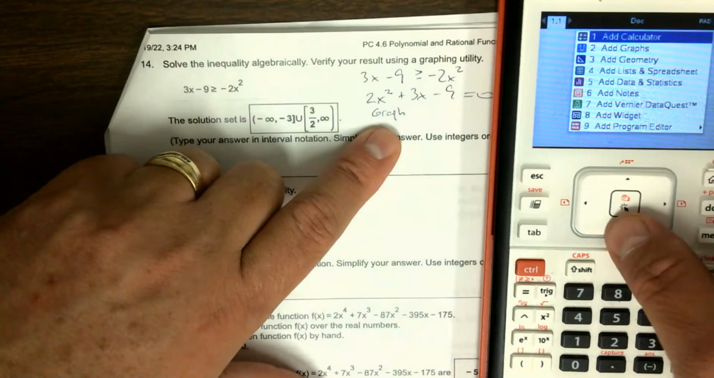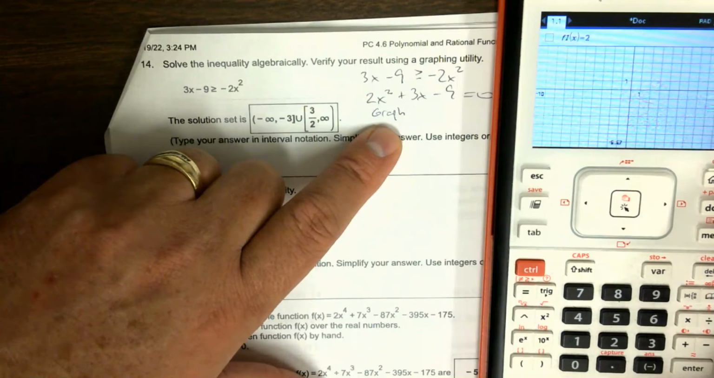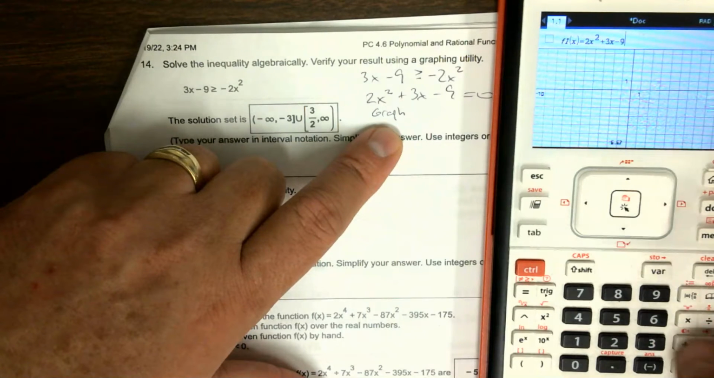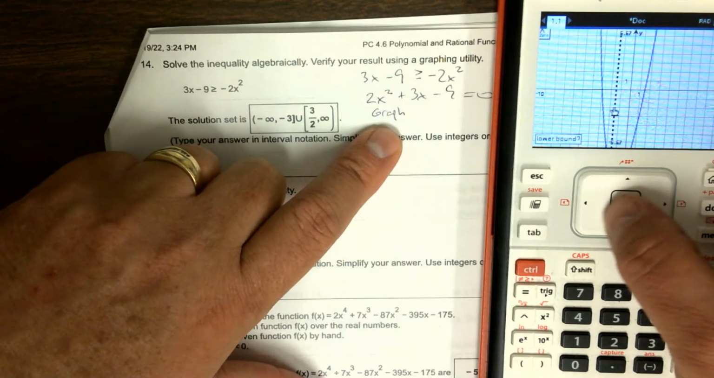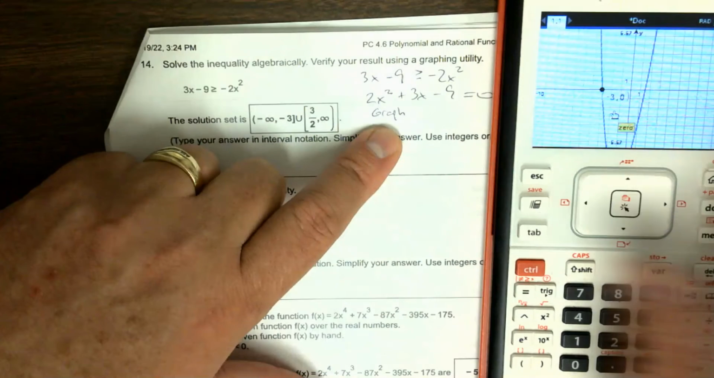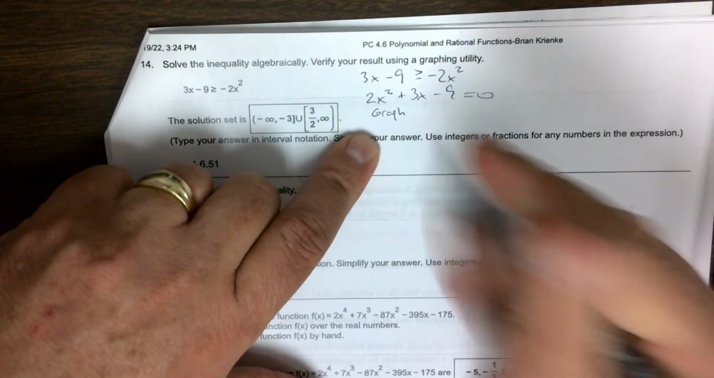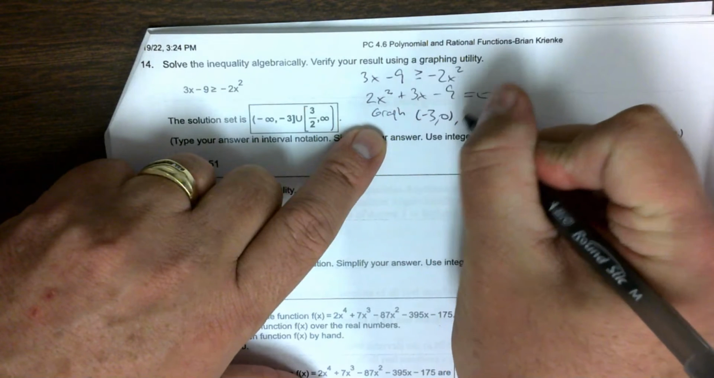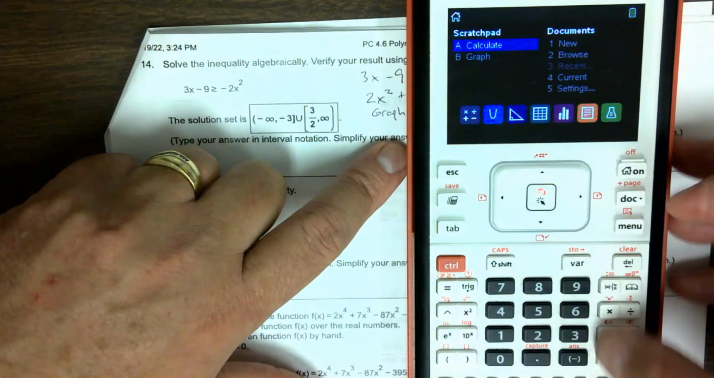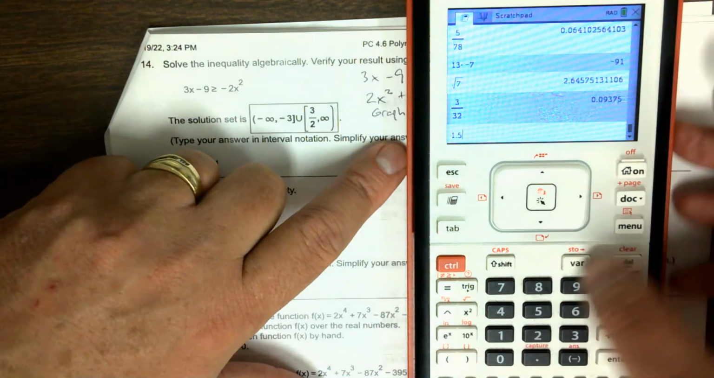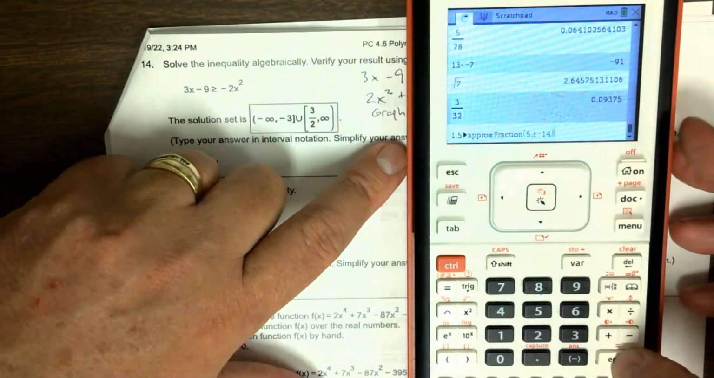So this is going to be 2x squared plus 3x minus 9. So we do analyze and then zero on the graph. And on this one we get negative 3, 0. Menu analyze zero. This one gives us 1.5, and so you could go to 1.5 menu number fraction, and that's 3 halves.